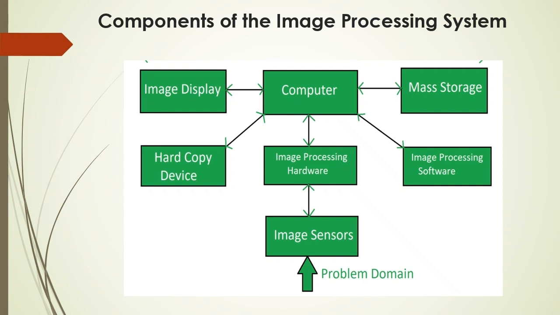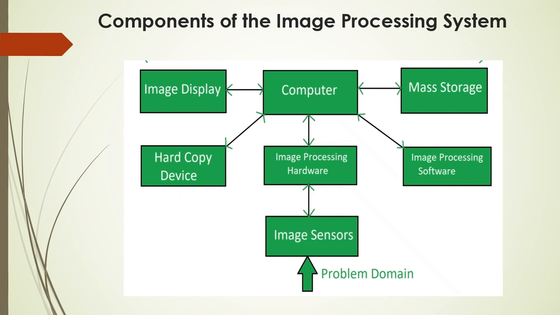The next one, mass storage. The mass storage stores the pixels of the images during processing. The next one, the hard copy device. Once the image is processed, it is stored in the hard copy device. It can be a pen drive, a CD, or any external ROM device. Next comes image display. The image display includes the monitor or display screen that displays the processed images.